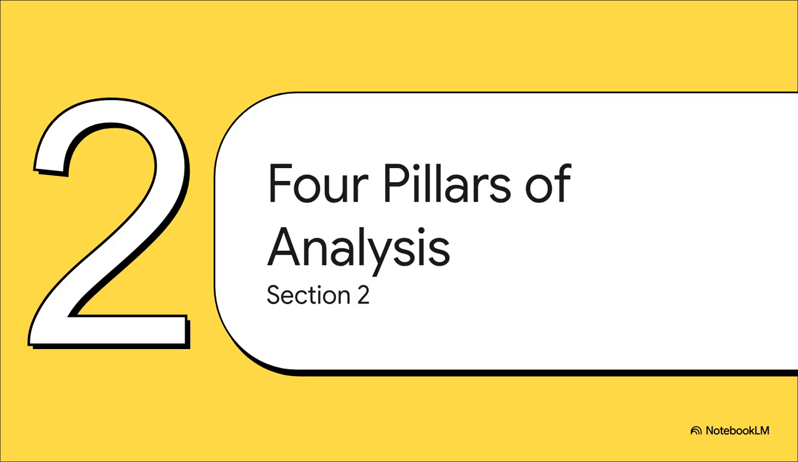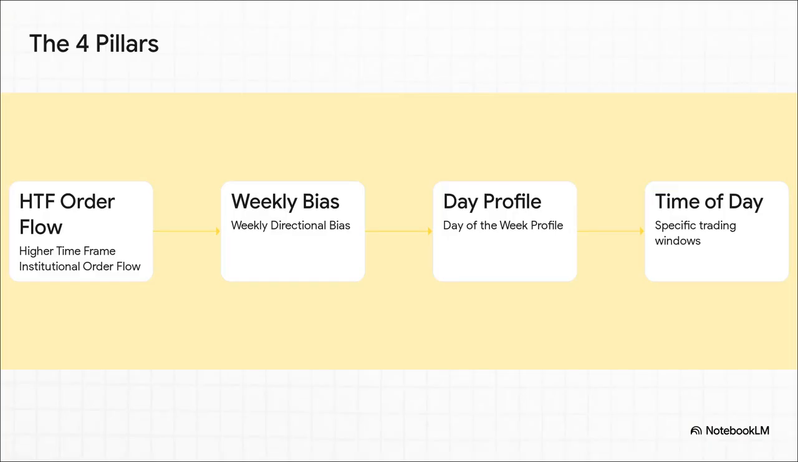Okay, so that's the what. Now for the how. How do we actually find these opportunities? Well, it all boils down to a very structured four-part analysis. Think of these as the four legs of a table. They support every single trade idea. And here they are, the four pillars of the whole model.